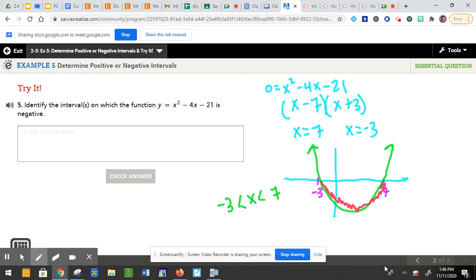You could also say x is greater than negative 3 and x is less than 7, but I'm just going to write it as a compound inequality that way. So that's it. Let me know if you have any other questions. You could also do the test point thing that they were showing in the notes, but to me, I think it's easier just to look at it. If there was a negative in front there, then the parabola would have been upside down, and you would just draw it that way.